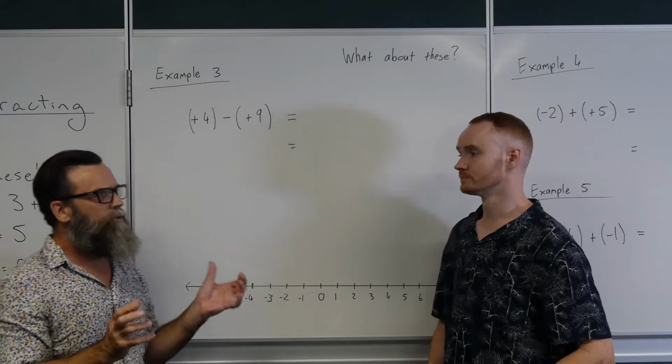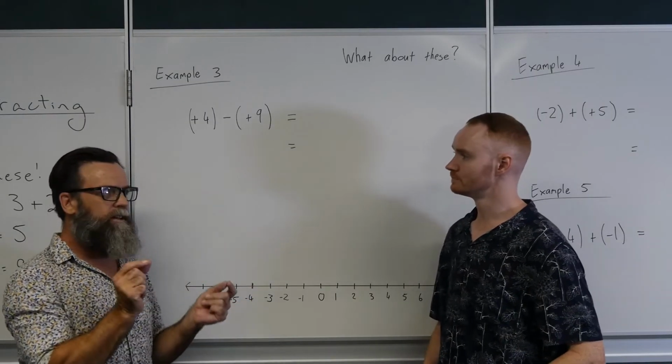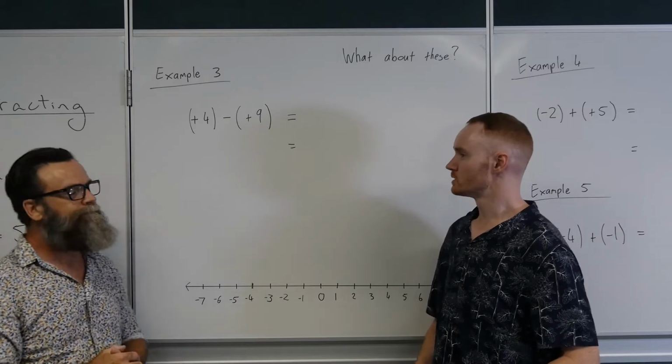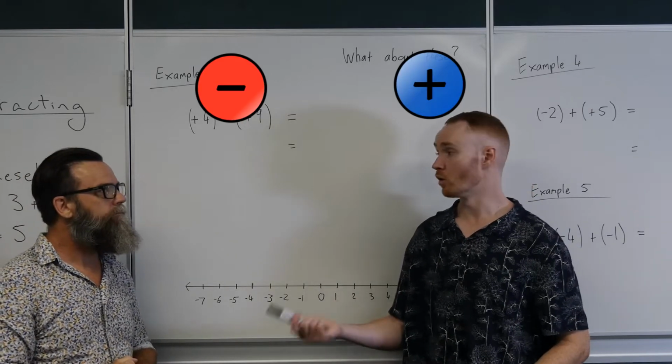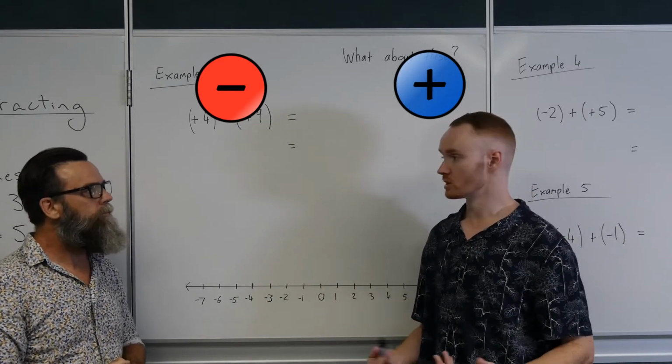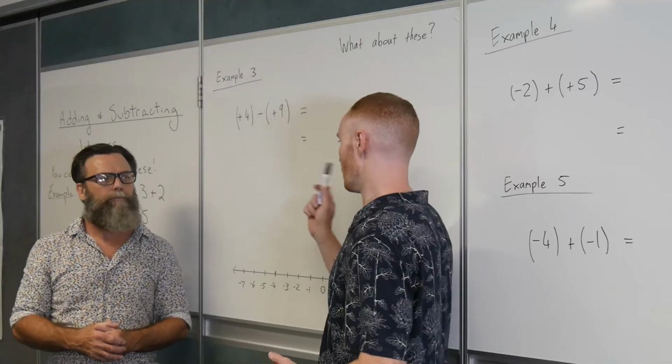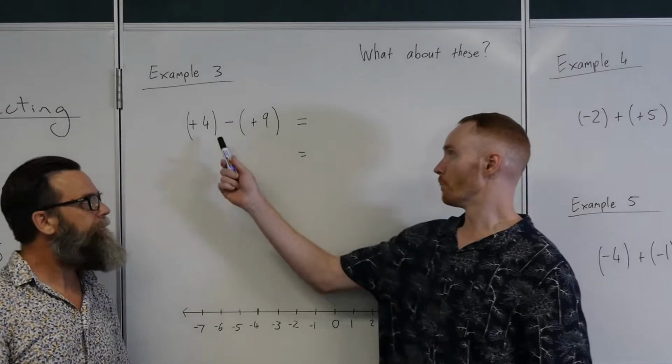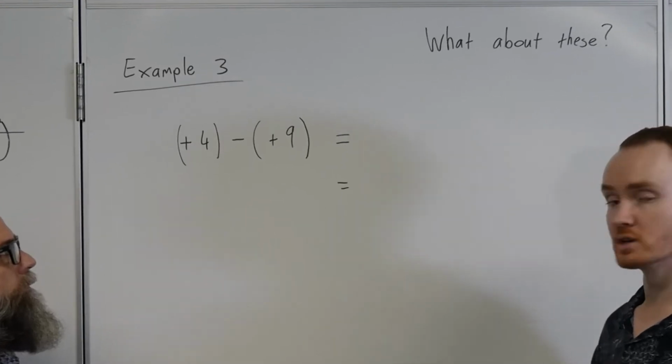So what about example 3, sir? It looks similar, but I've got a feeling it's a little bit harder. It is. So remember before we mentioned integers can be positive or negative? Sometimes our solutions can come out as negative numbers. Okay. And that might be the case here. We've got positive 4 subtract positive 9.